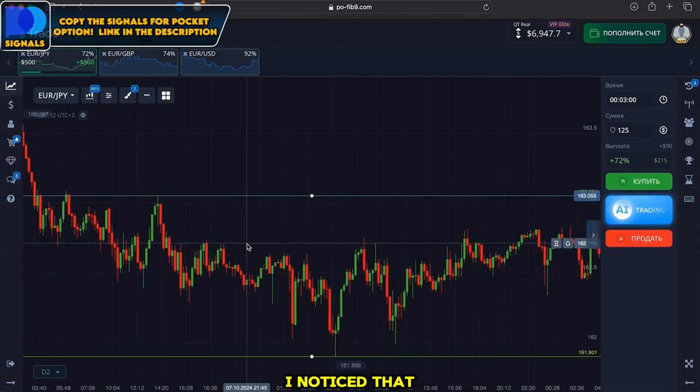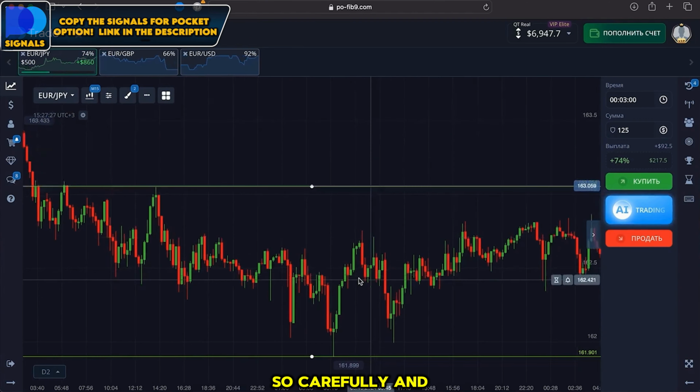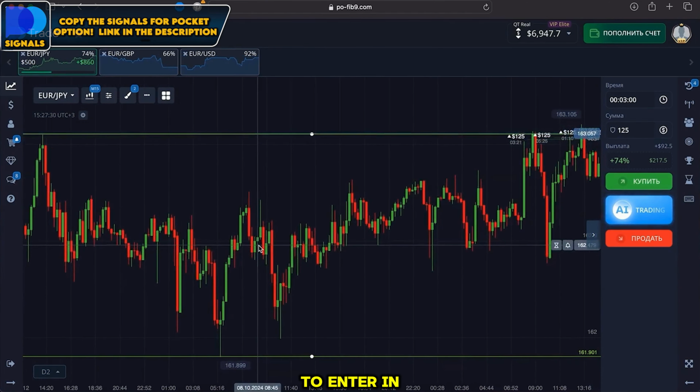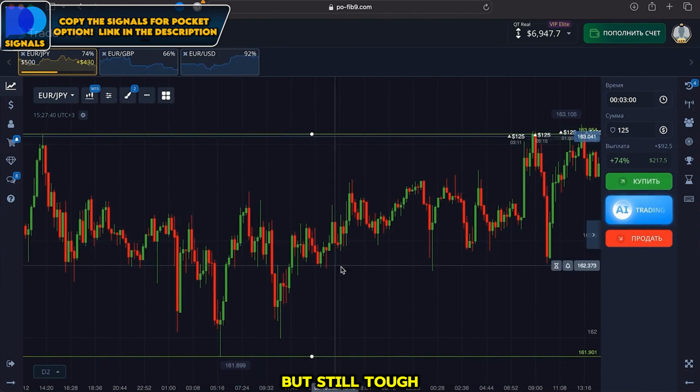After that, I noticed that trading on this currency pair is very volatile. The candles are jumping back and forth, alternating between bull and bear, probably all after the non-farm payrolls. So, carefully and without rushing, we try not to enter in the evening because I really don't know what's happening then. It's very difficult. During the day, it's somewhat manageable, but still tough.